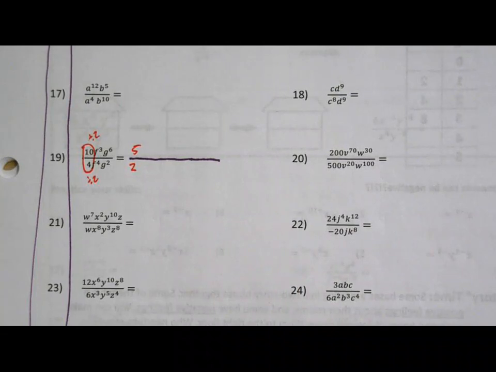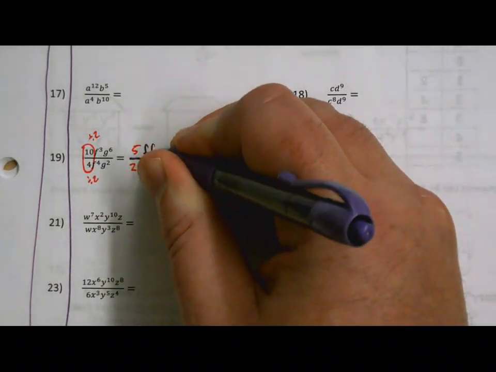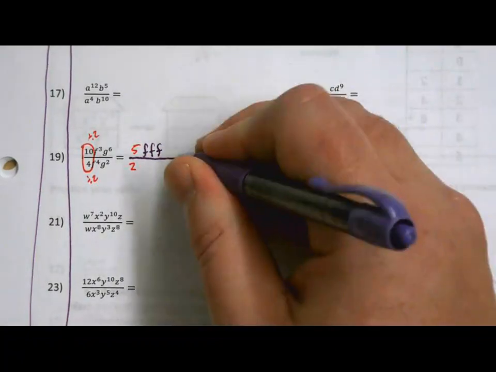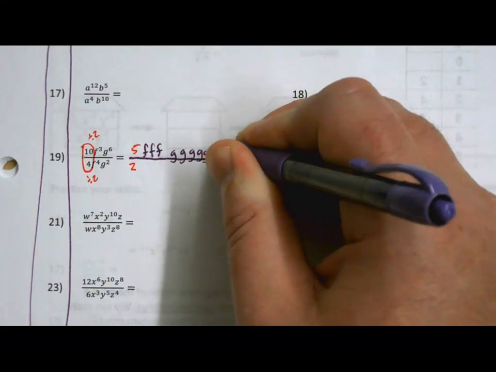Now we're going to work this out the long way, okay, and then we'll come back and talk shortcuts. So I picked this one because there's not too many things. Can you go ahead and draw me 3 F's up top? 1, 2, 3. And then 6 G's up top. 2, 3, 4, 5, 6.